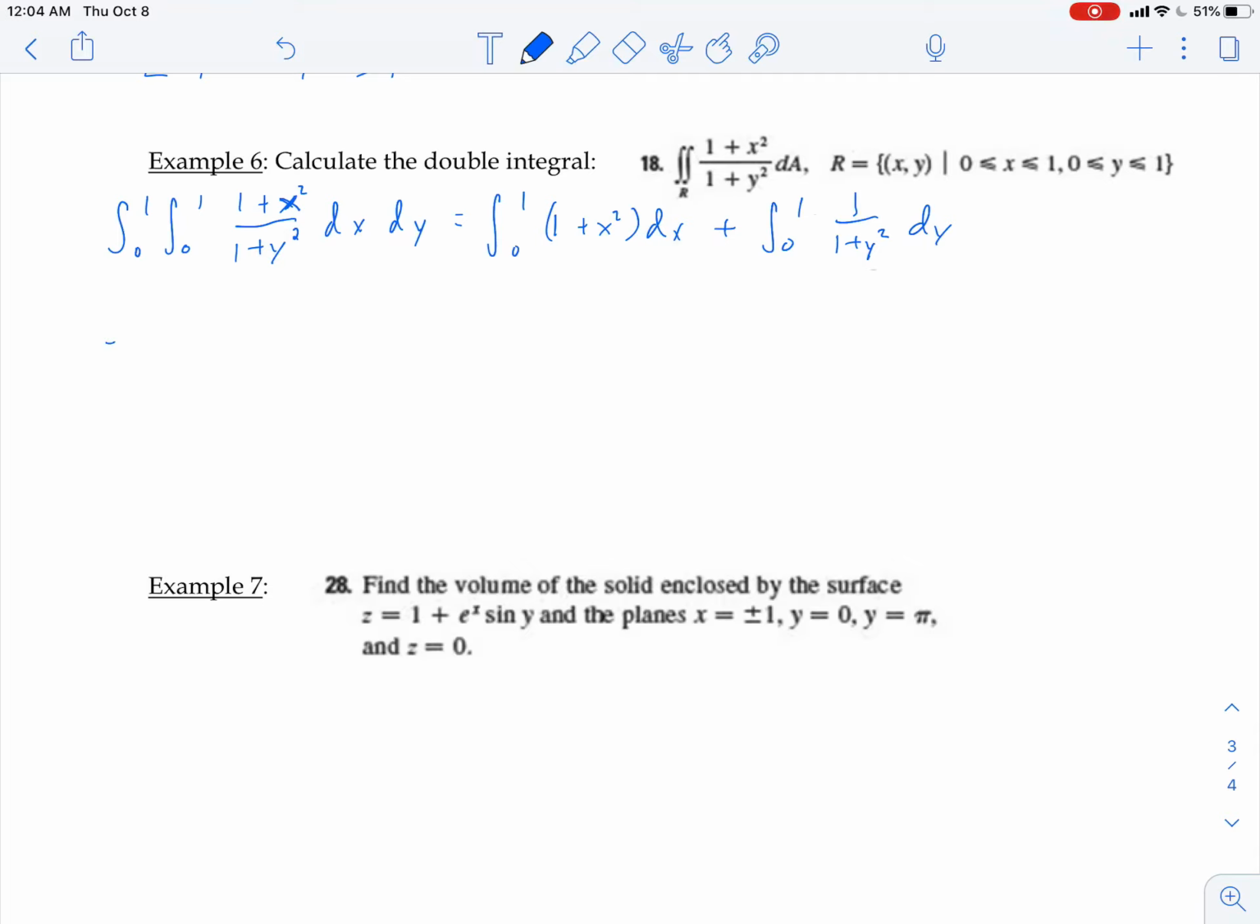So let's go ahead and integrate the first one. Integrating 1 plus x squared is just going to be x plus 1/3 x cubed, from 0 to 1, times, and now let's integrate the second. And hopefully you notice, knowing my identities for integrals for trig functions, 1 over 1 plus y squared is just inverse tangent of y. So inverse tangent, or arctangent of y, from 0 to 1.